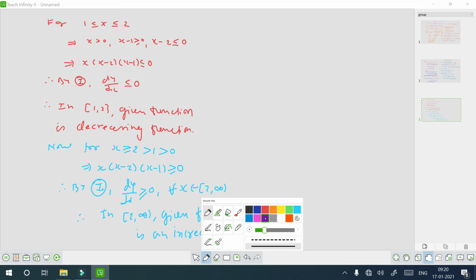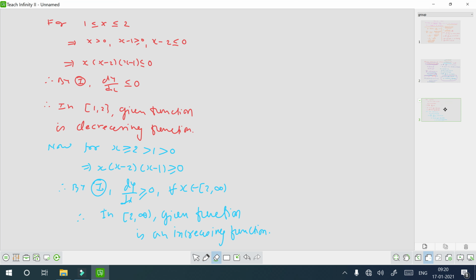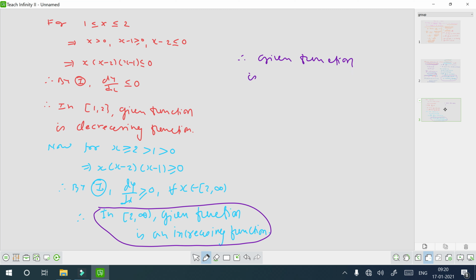What is our aim? Our aim is to discuss where it is an increasing function. So where is it increasing? In closed interval 0 to 1 as well as in interval 2 to infinity. And therefore, the given function is an increasing function in closed interval 0 to 1 and in 2 to infinity. That is our aim to discuss this question, where it is increasing or where it is decreasing.